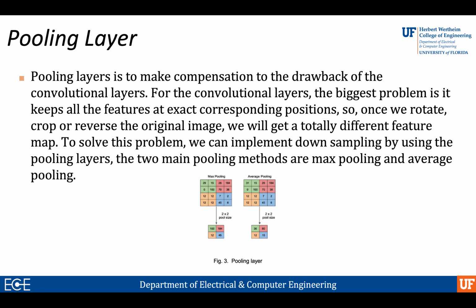Then the pooling layers. The pooling layer is to compensate for the drawback of the convolutional layers. For the convolutional layers, the biggest problem is that it keeps all the features at exact corresponding positions. So once we rotate, crop, or reverse the original image, we will get a totally different feature map. To solve this problem, we can implement downsampling by using the pooling layers. The two main pooling methods are max pooling and average pooling.